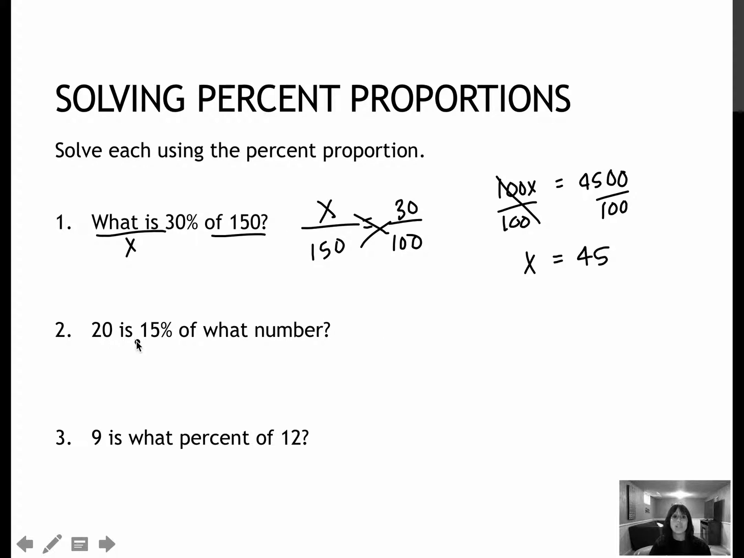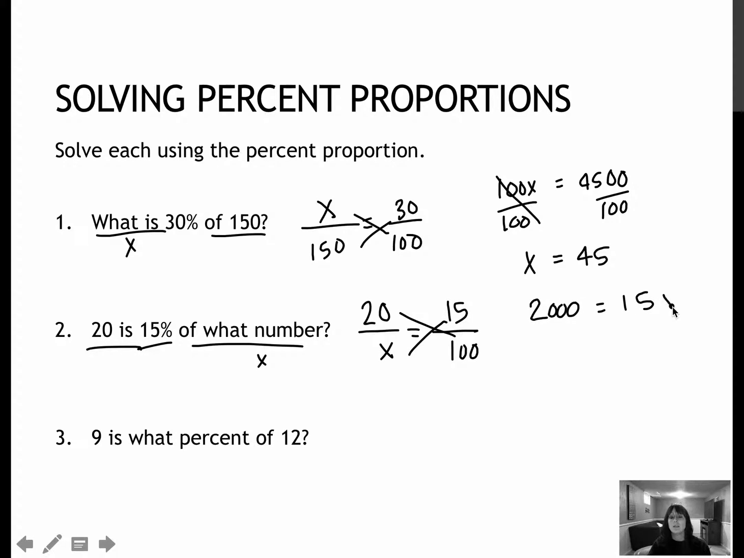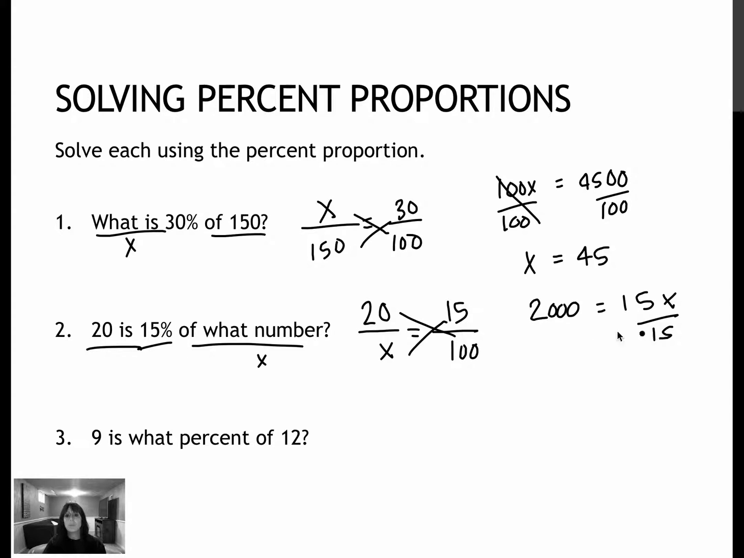Let's try the next. 20 is 15% of what number? So 20 is tells me 20 goes on top. That's the part. 15% is a percent over 100. And then of what number? That's my x. So that's the whole that I don't know this time. I knew the part, but not the whole. Cross multiply. 20 times 100 is, of course, 2,000. 15 times x is 15x. If I divide each side by 15, I end up with an ugly number, and it's 133.3 repeating equals x.